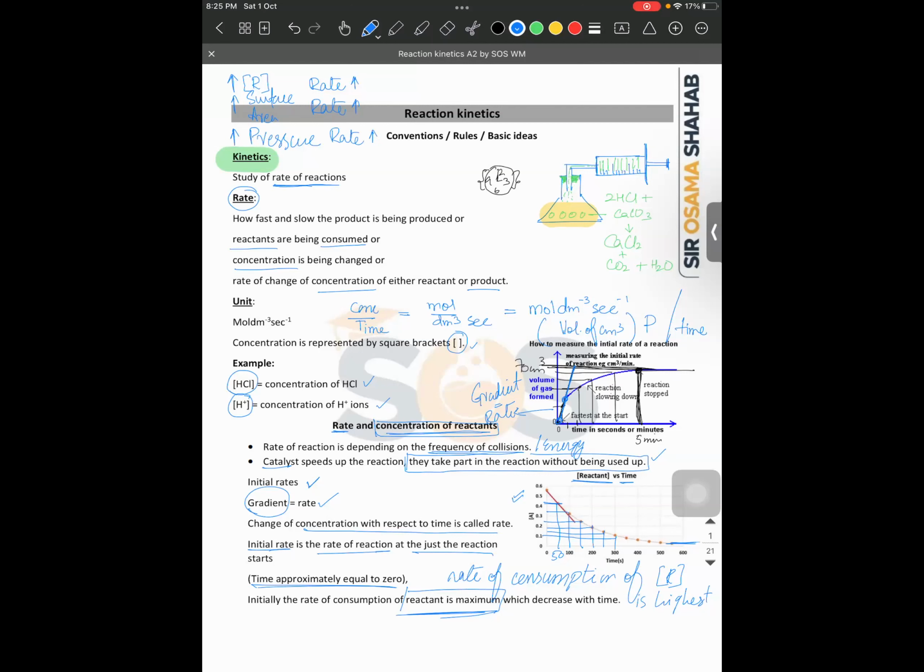And we have two more factors. If you increase the temperature, the rate of reaction increases, or if you use a catalyst, definitely the rate of reaction increases. Is that right, bacho? I think you all remember these 5 points or these 5 factors, or no?